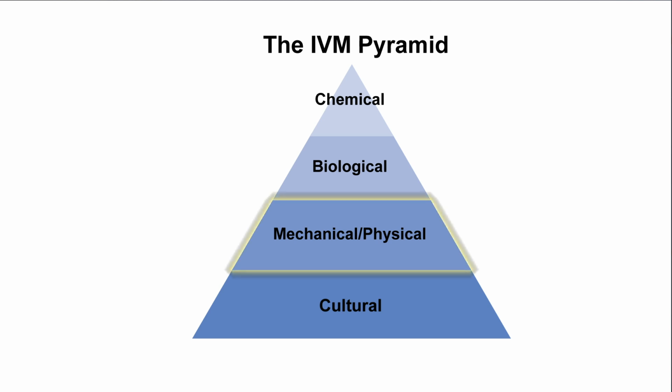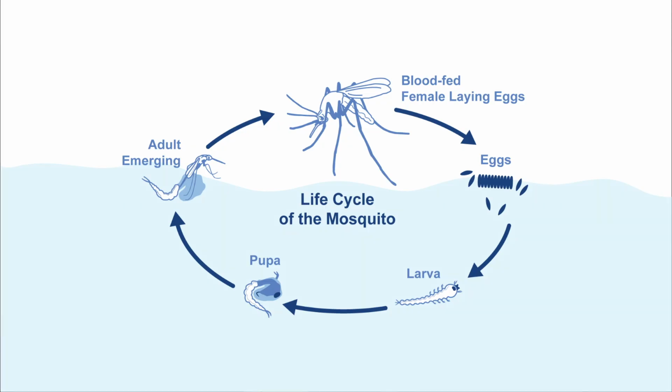Let's focus on mechanical and physical control, or steps you can take to make the environment inhospitable for mosquitoes. One way to do this is by eliminating areas where mosquitoes can lay eggs and develop. Mosquitoes go through 4 different life stages: eggs, larvae, pupae, and adults. Adult mosquitoes lay eggs on the surface of still water or in areas which will later flood.